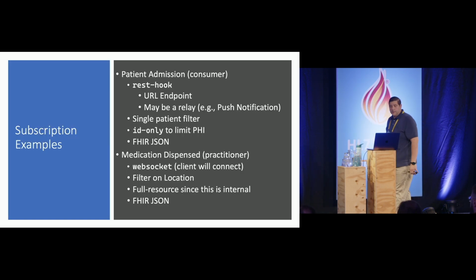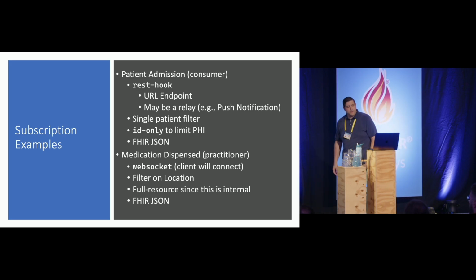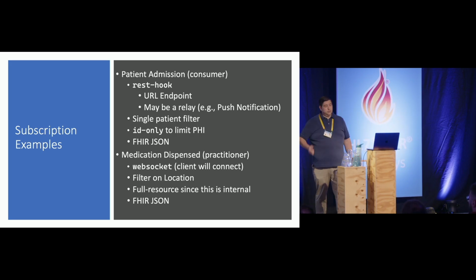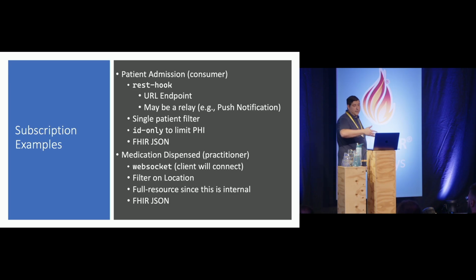So a couple of examples. Again, our old reliable patient admission. We want REST hook. We specify a URL. It might be a relay that's converting that notification to something else, like a push notification to a phone. Single patient. ID only to limit PHI. And FHIR JSON because we're not wrong.